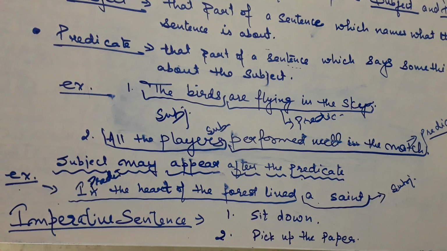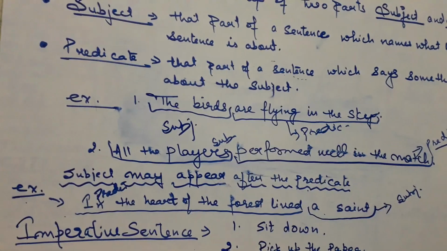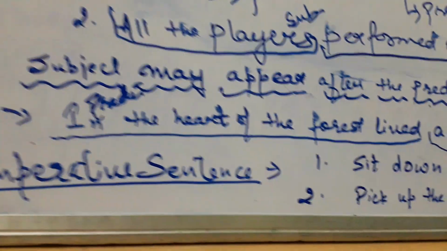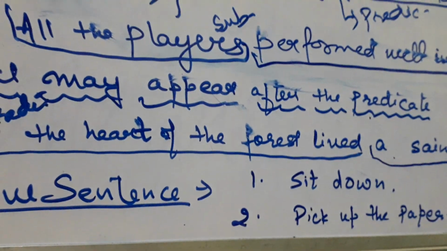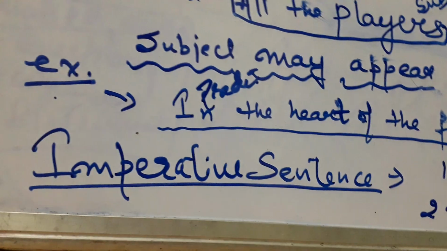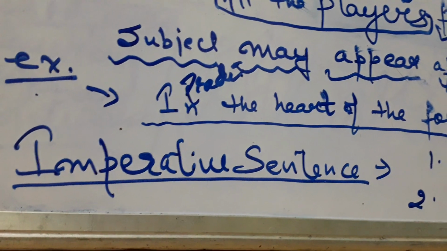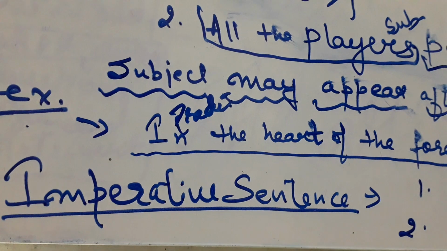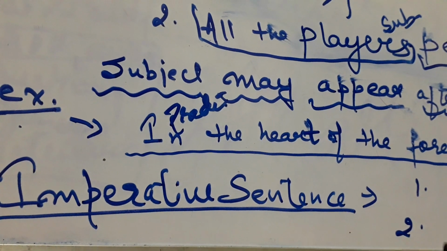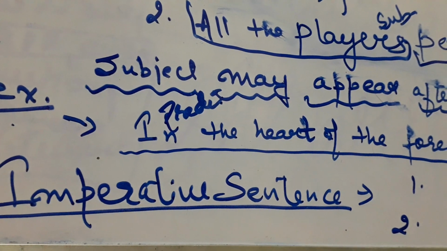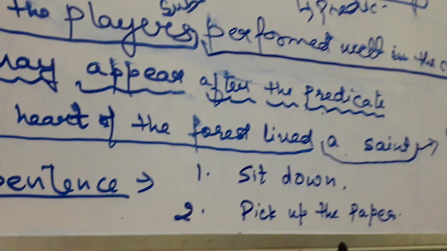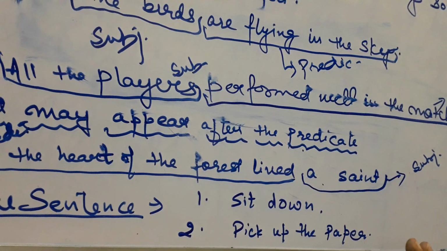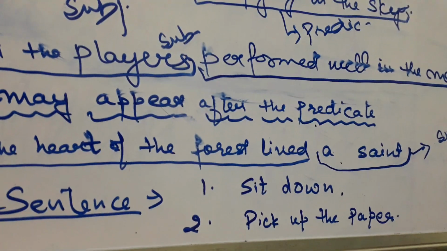Now children, please note that an imperative sentence means the sentence which is a command, which is a request, which is an advice, an instruction, a suggestion. These are called imperative sentences. So in an imperative sentence, the subject is always you, but it is not stated, it is implied.